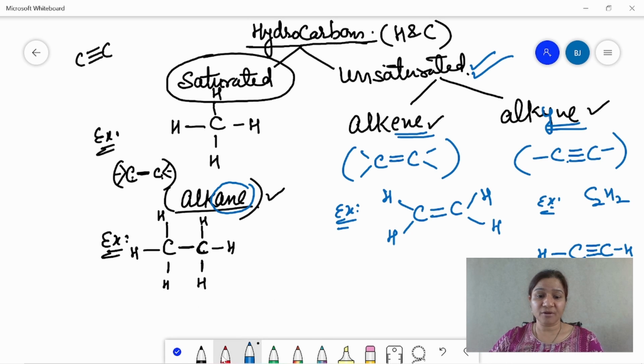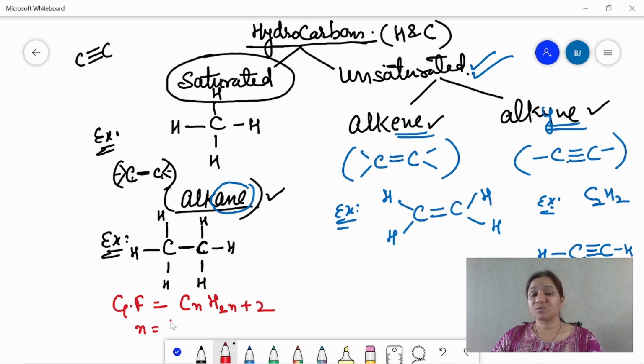What is the general formula of alkanes? The general formula to write an alkane is CnH2n+2, where n is an integer. Its value will start from 1, 2, 3 and so on. It can be any number. It will start from 1.